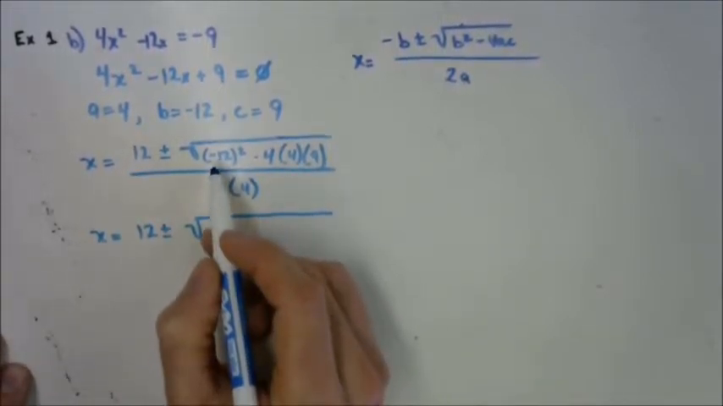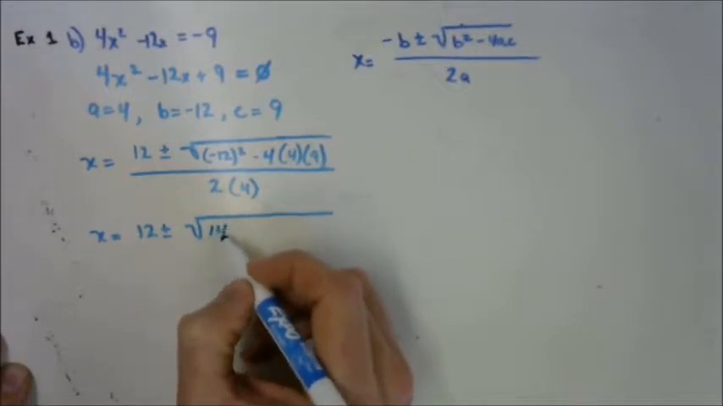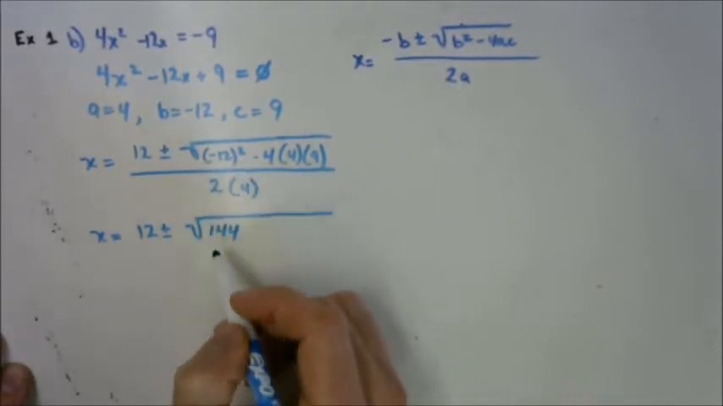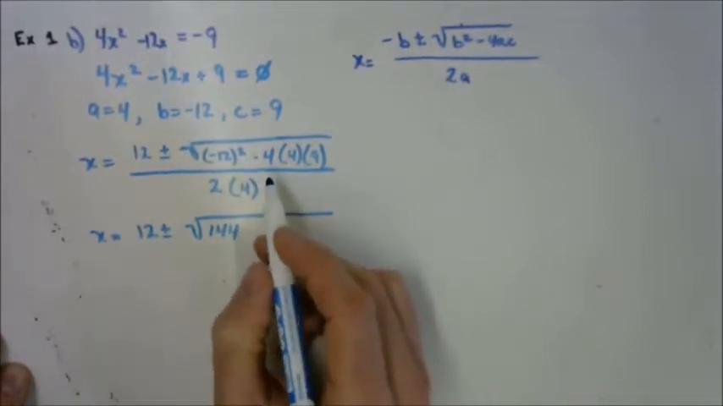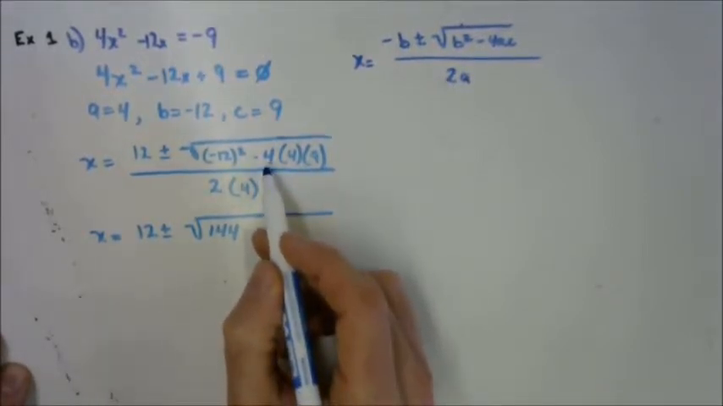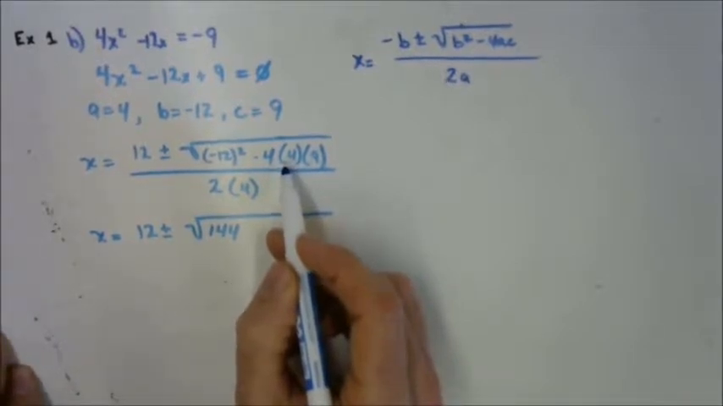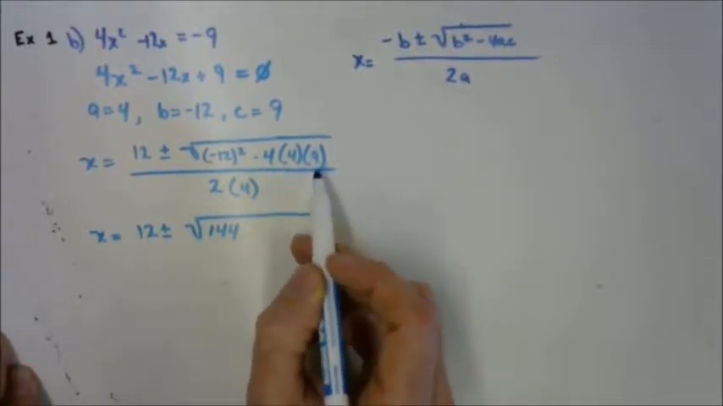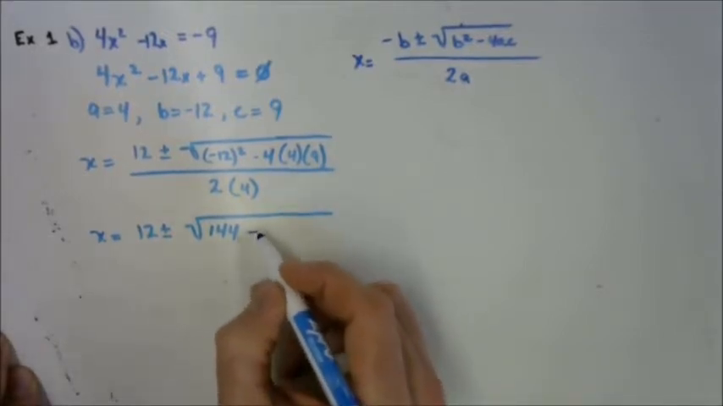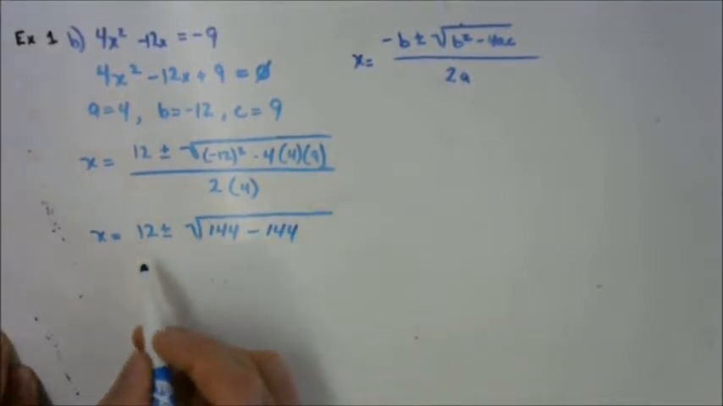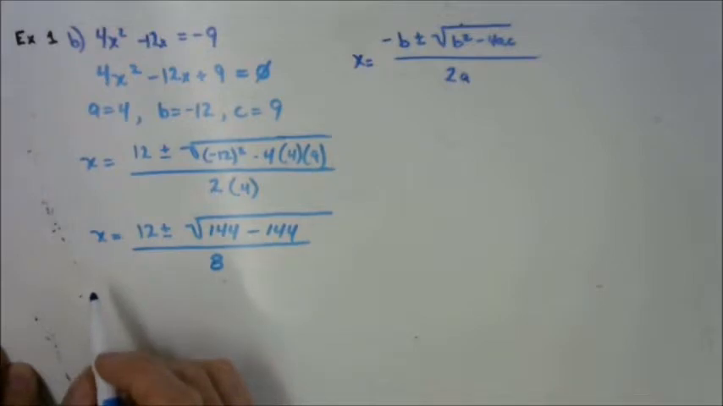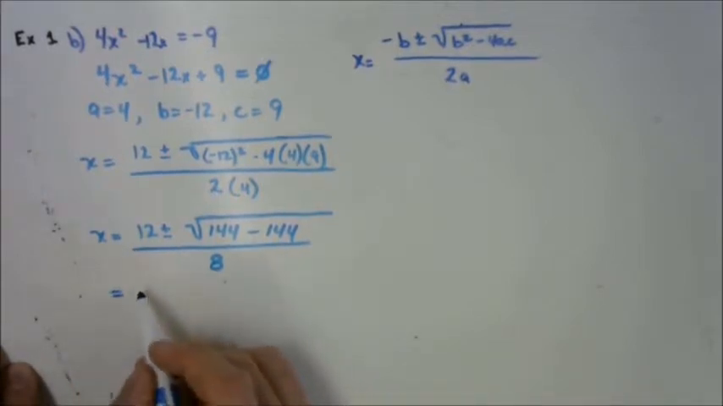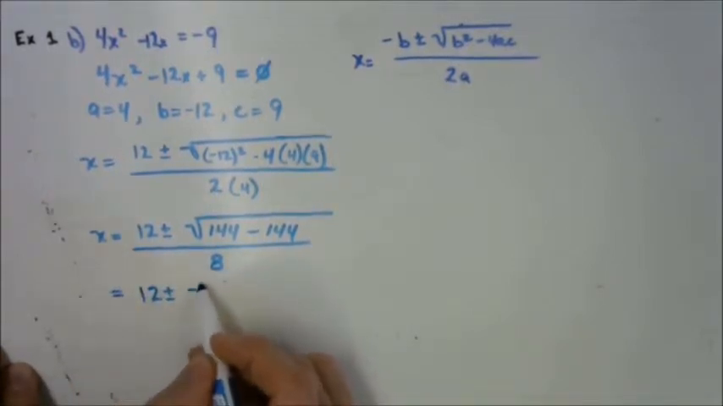Under the square root sign, we have negative 12 squared, that's positive 144. Any number that gets squared results in a positive number, negative times a negative. 12 times 12 is 144. Then I'm going to have 4 times 4, which is 16, and 16 times 9, which turns out is exactly 144, all divided by 8. In our next step, you're going to see what happens to the value under the radical sign.